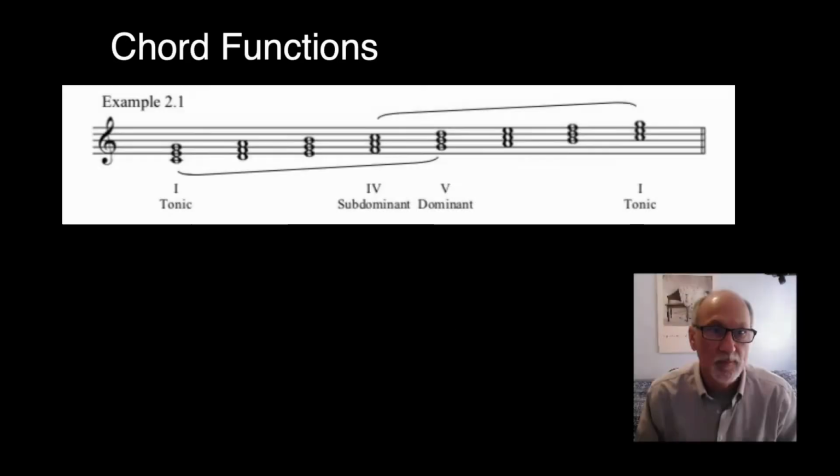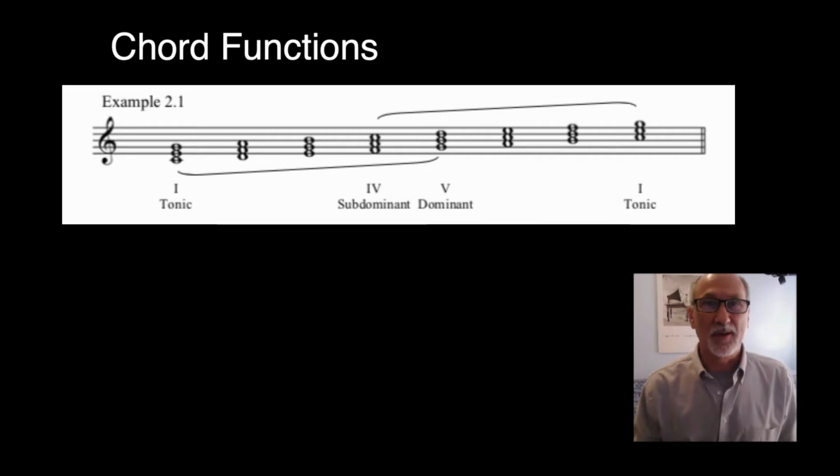Chapter 6, Progression and Voice Leading with 1, 4, and 5. First, let's talk about chord functions. The primary chords, 1, 4, and 5, are the fundamental harmonic functions in tonal music.